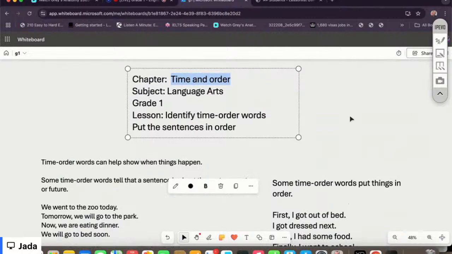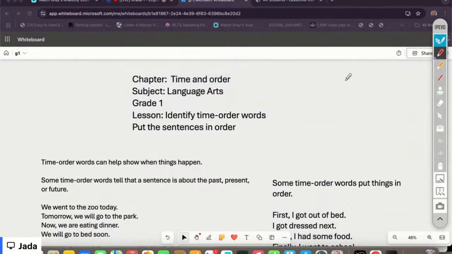Alright, so first of all, you have to log in using aplusstudent.com. So you log in like this, aplusstudent.com. You click on your name, you move to Language Arts Grade 1, and the chapter is Time Order. We have two lessons under it, which are identify time order words and put the sentences in order.